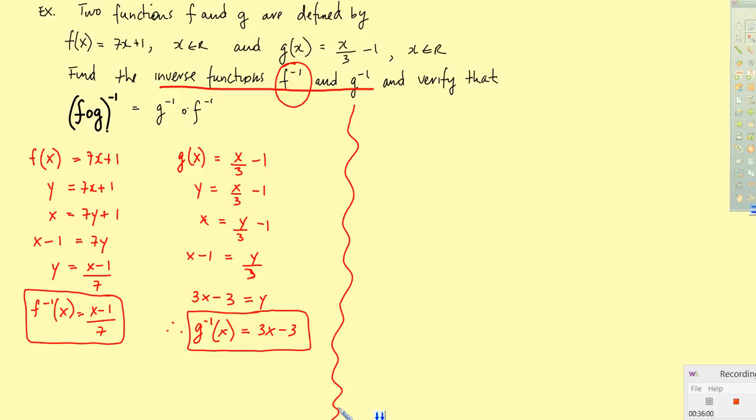This is getting to be the hard part. So I'm going to do f of g first, because it's inside the parentheses. F of g means that I am taking g of x and inserting it inside f of x. So I'm going to do f of g first.